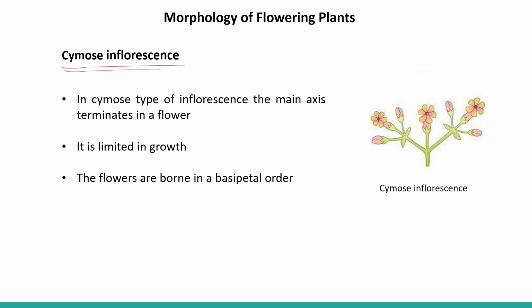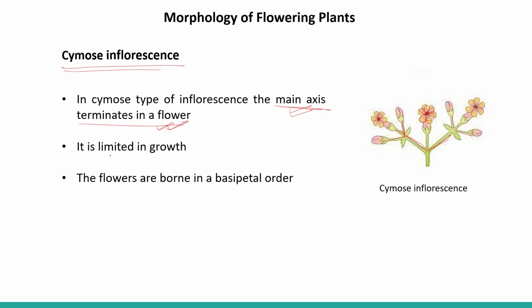Now just the opposite is the case in cymose inflorescence. Here you can see the apex has one single flower and there is no further growth, right? We see growth on both sides of this main axis, and it again gives rise to a single flower. Now this branch again gives rise to two new flowers. So here the main axis terminates in a flower, whereas in racemose there is no termination, it is continuously growing. In cymose inflorescence, the main axis terminates into a flower. This is a major difference between racemose and cymose inflorescence.